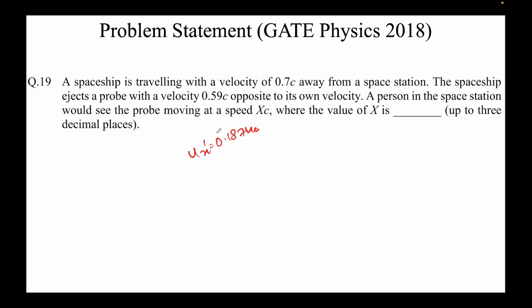First we need to round off to 3 decimal places so that we can drop this 4. So Ux prime will come out to be 0.187 c, which is equal to xc. This was given. So comparing the value, x would be 0.187, which we will place here.